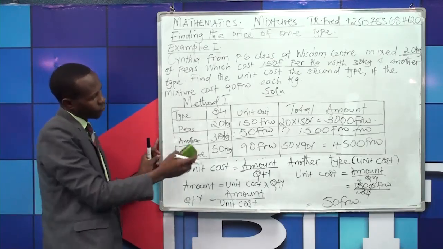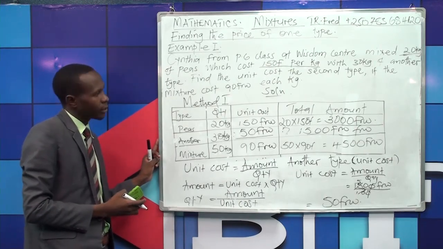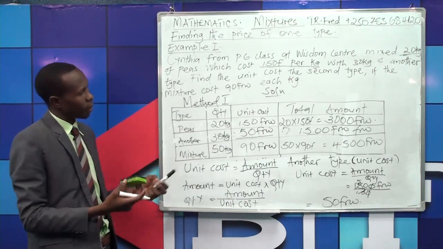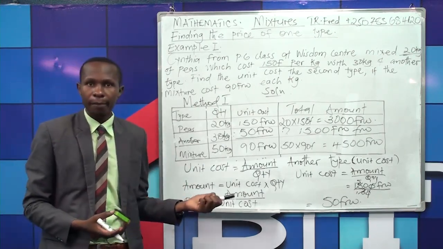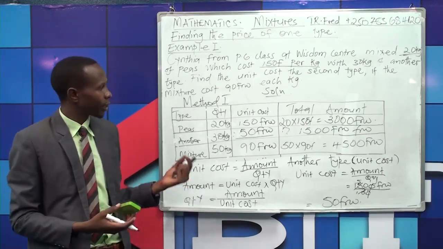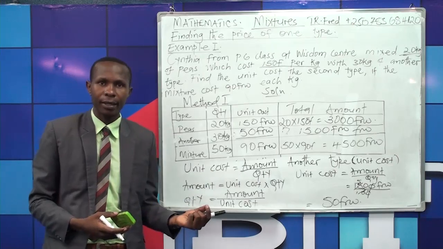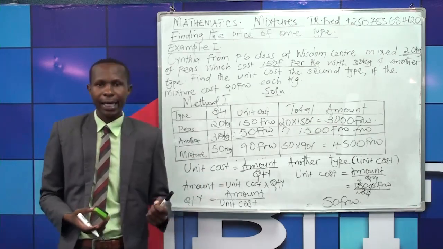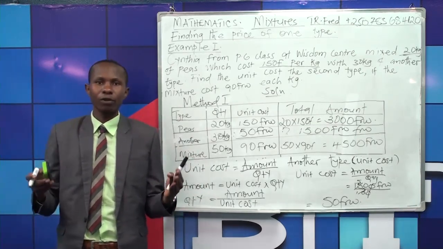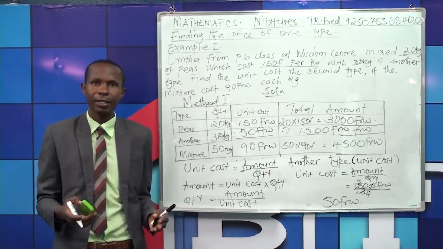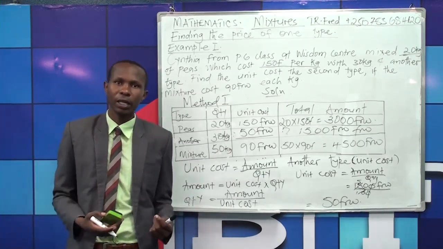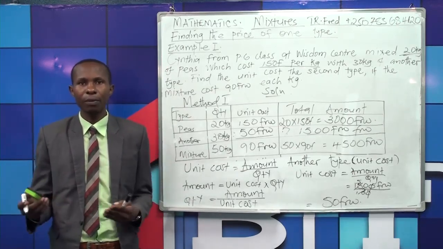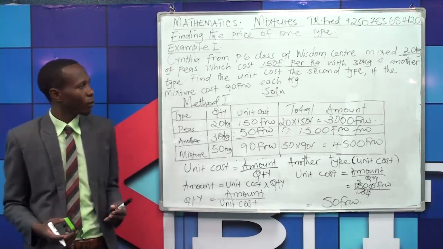After viewing this first example and the first method the way it has been arranged, it may look simple for you to use a table. But somebody else may feel that a table is becoming complicated for him or her. That's why I will go to the second method. Then you choose the one you feel is better for handling a mixture, in case a question appears in an examination concerning mixtures, asking you the price of one item. You must be in a position to give what is required.